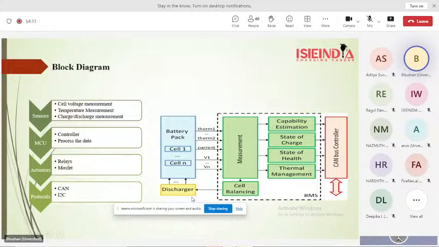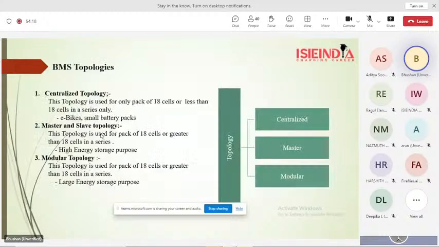We are using sensors, a microcontroller, and protocols in the battery management system. And also topologies: why are we using topologies in battery management systems, and what are these topologies? There are centralized topology and master-modular. Why are they used? Because in battery packs there are a number of cells connected in series, maybe 12, 13, 15 or 100 cells. But we need to divide them into modules, because we need to get accurate data.